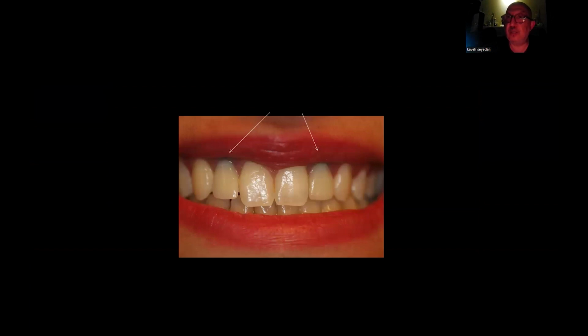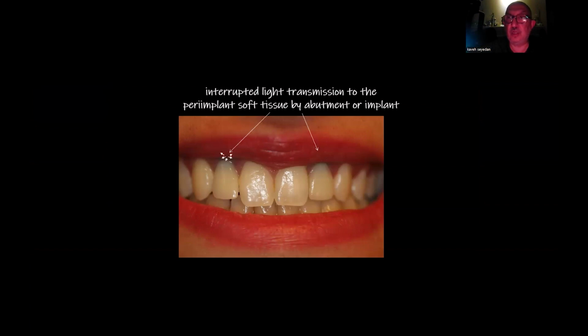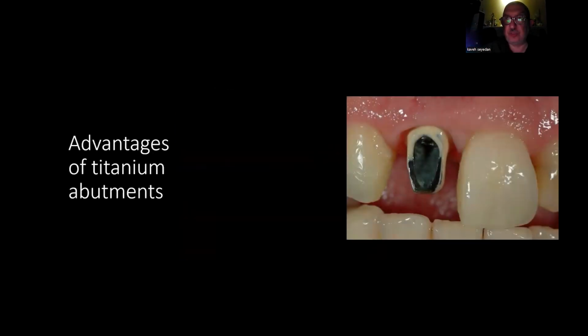But zirconia crowns are not very good if the thickness of the soft tissue is less than 3 millimeters. Then there's this grayish metal color show-off in the cervical area, and even though the crowns are very good looking, the grayish metal show-off is not good for the patient, and she's not happy with the result.